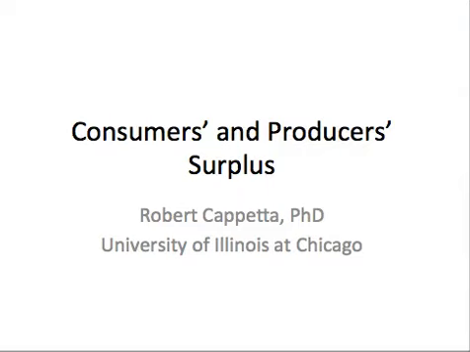This is Bob Capetta from the University of Illinois at Chicago, and this lesson is on consumers and producers surplus.